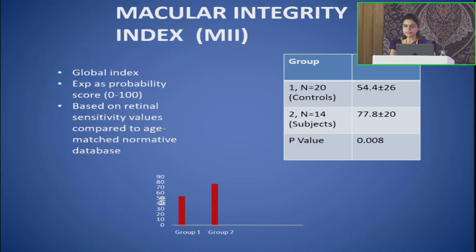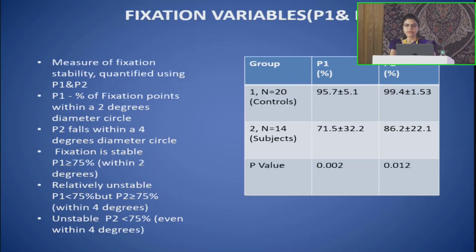Macular integrity index is another parameter, which is a proprietary value of the equipment. It's a global index and is expressed as a probability score from 0 to 100. Higher values indicate higher disease severity compared to the lower values where the disease is less. Here, in the disease group, the MAIA index is 77, which is higher in the subjects compared to 54.4 in the controls.